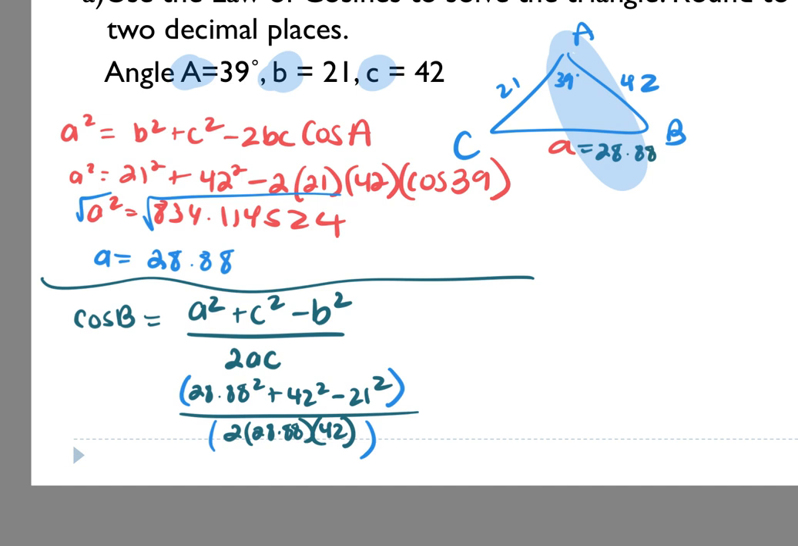But if you don't put those parentheses, the very first thing order of operations says to do is take 21 squared and divide it by 2. And that's going to give you a wrong answer. It will give you something that's bigger than 1, and then it won't let you find the angle. It'll give you an error. So I'm saying either put parentheses around 28.88 squared plus 42 squared minus 21 squared, close your parentheses, divided by, open your parentheses, 2 times 28.88 times 42.